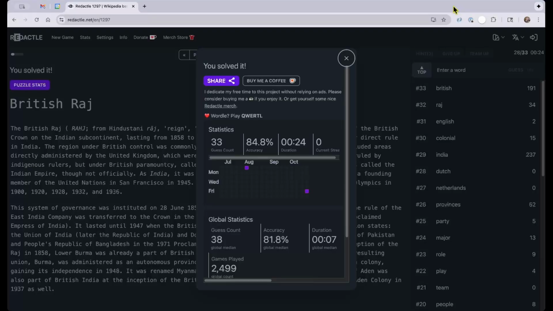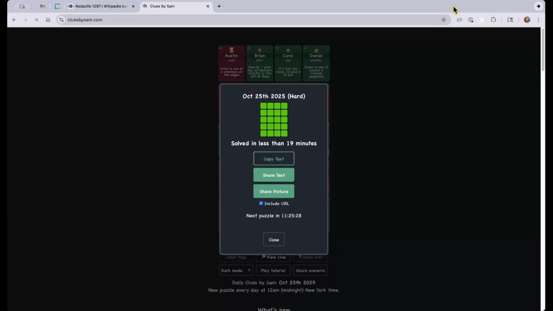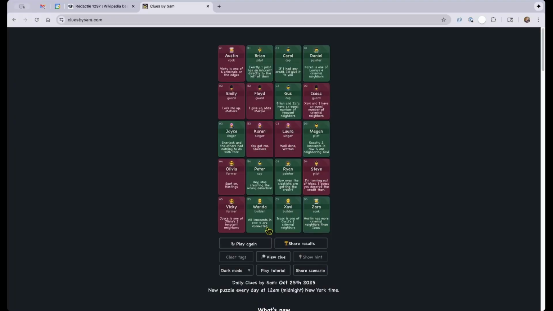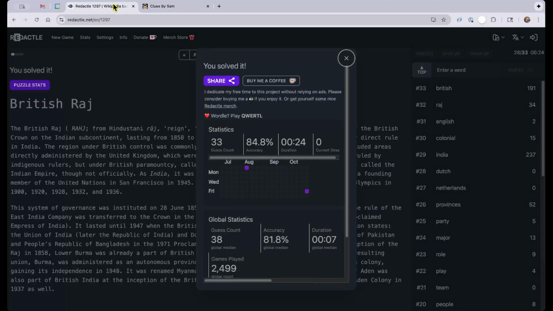Okay, let's do today's Redactle. I should mention that Redactle is one of several puzzles in my morning rotation. They also include the New York Times Connections, New York Times Spelling Bee, and then I do Redactle, and the other one I do a lot is Clues by Sam, which is an awesome puzzle. I've already solved today's Clues by Sam, so I won't solve it for you. Great logic puzzle. But Redactle comes out a little later in the morning, so I'll do the Redactle on camera.